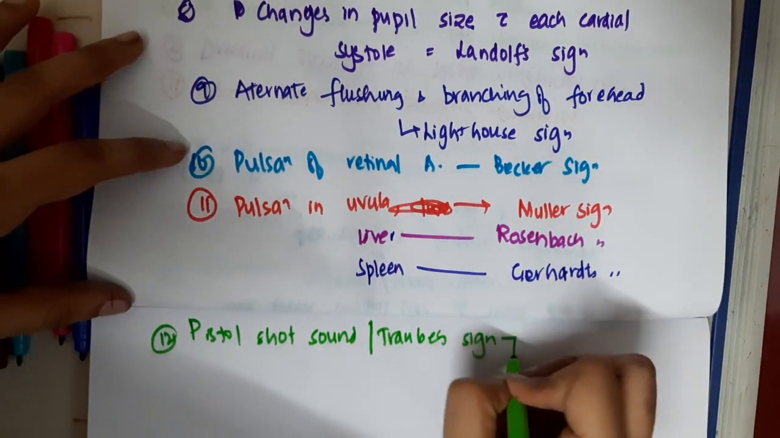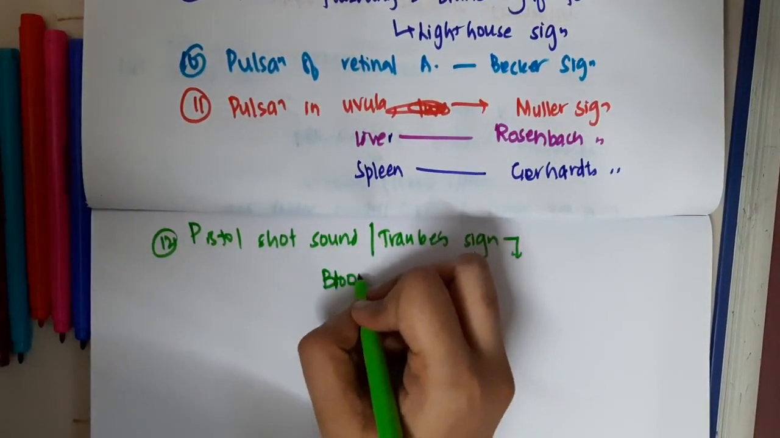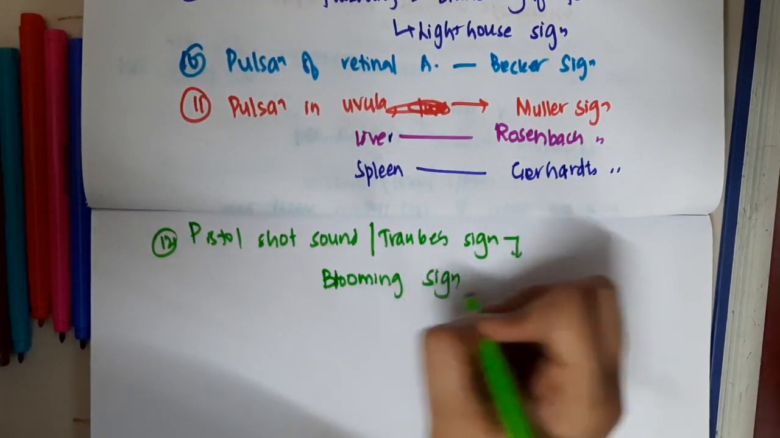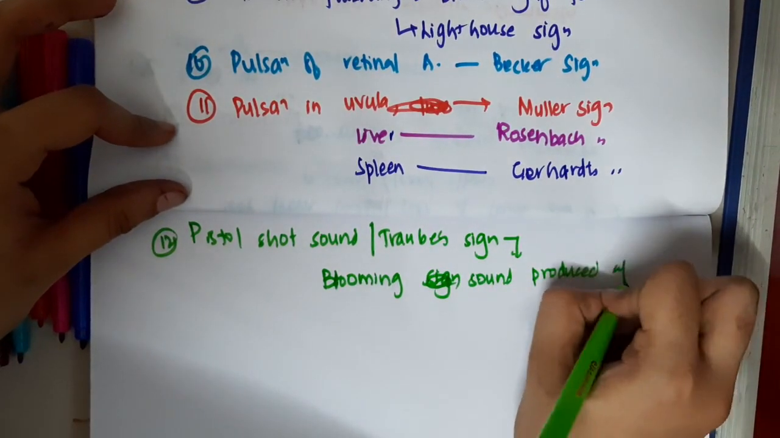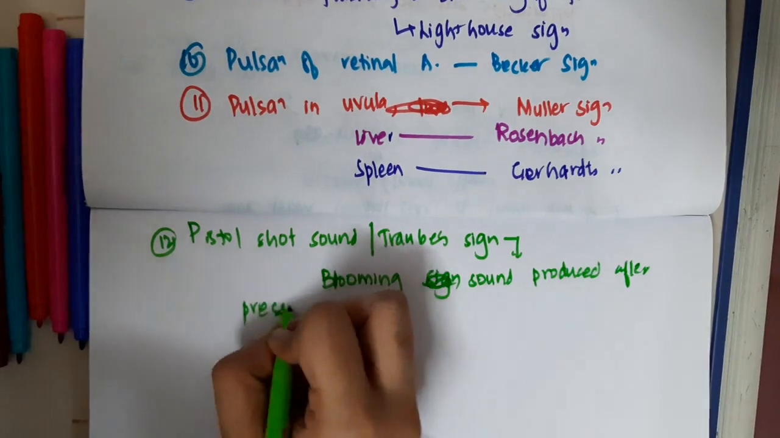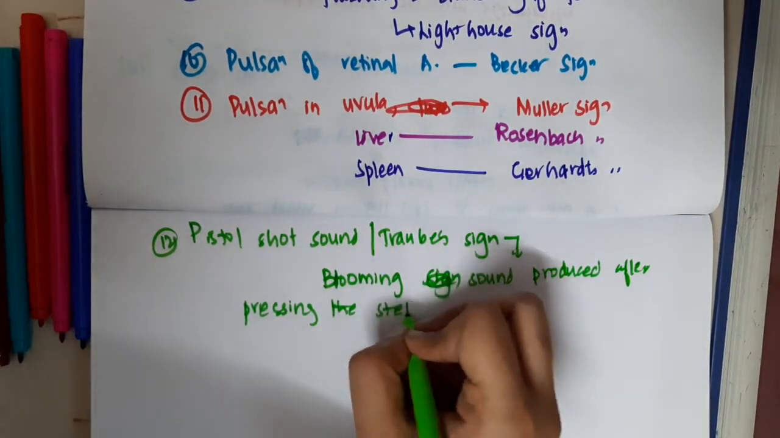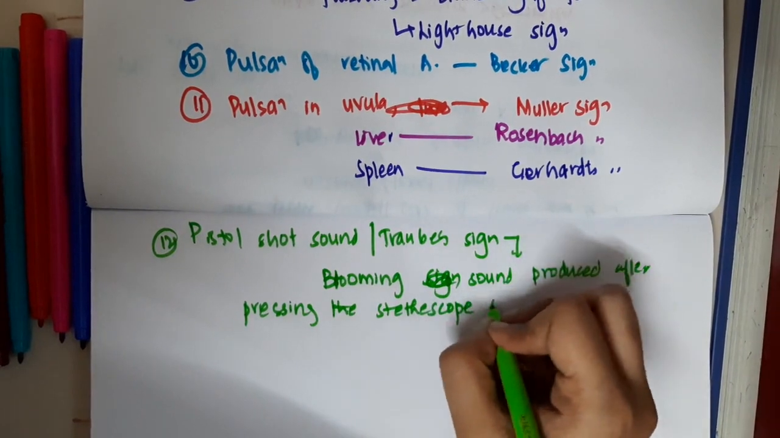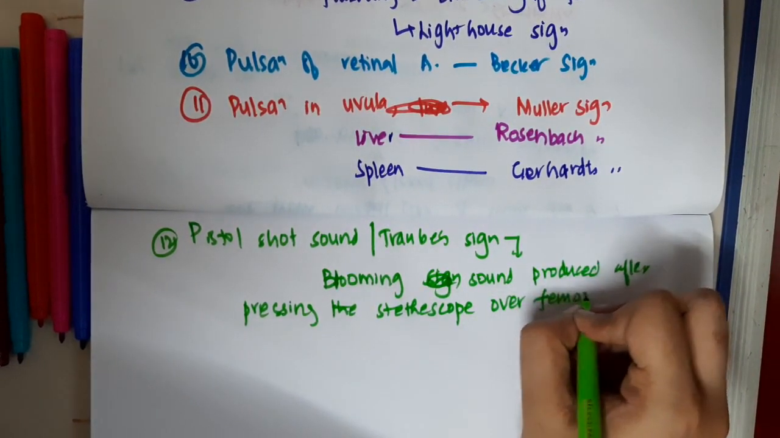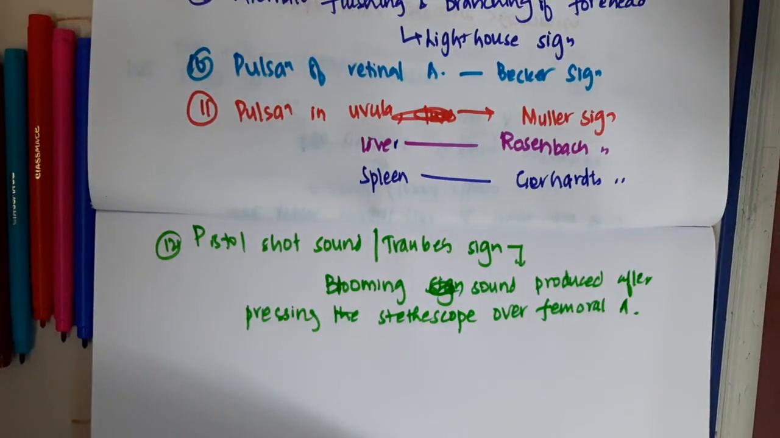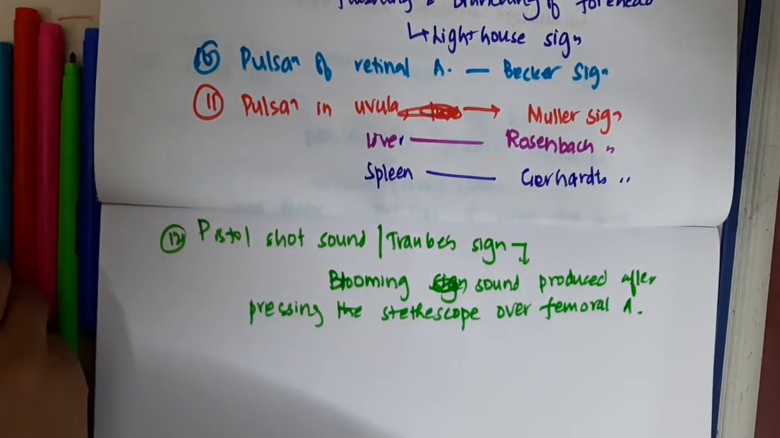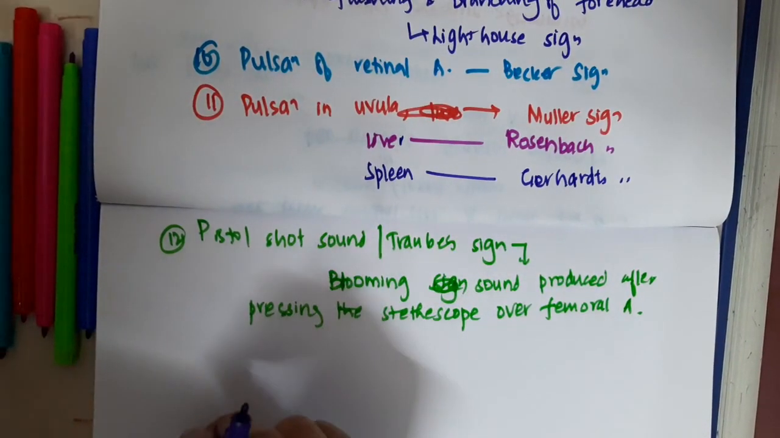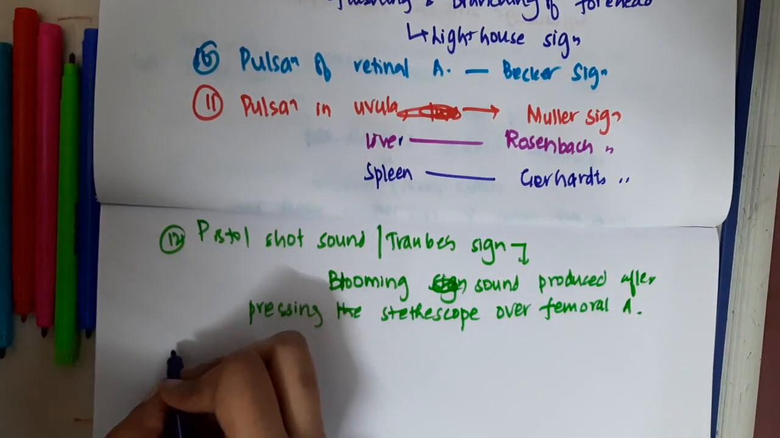What is this pistol shot or Traube's sign? You will see the presence of a booming sound. The booming sound is produced after pressing the stethoscope over the femoral artery. Pressing the stethoscope over the femoral artery, you will hear the booming sound, which is called pistol shot sound.